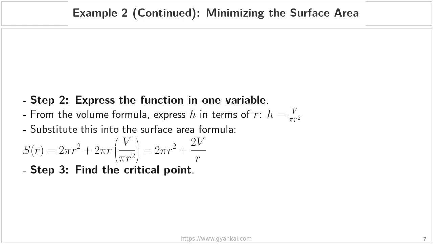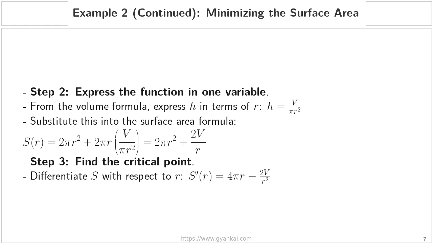Now that we have a function of a single variable, we can move to step 3, which is finding the critical point. To do this, we calculate the first derivative of S with respect to r. The derivative of 2 pi r squared is 4 pi r, and the derivative of 2V over r is negative 2V over r squared. Therefore, S prime of r equals 4 pi r minus 2V over r squared.